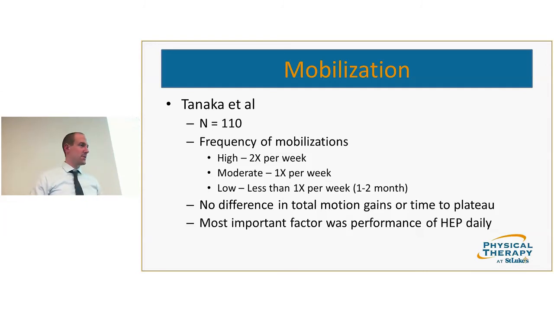They found that there was no difference in the total motion gain between any of the groups, but the thing that they did find was that if the patient was more compliant with doing their home exercise program daily, they were the ones that got the best improvement in motion, and they took the longest time to reach a plateau.